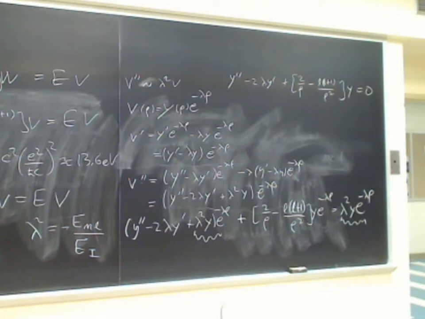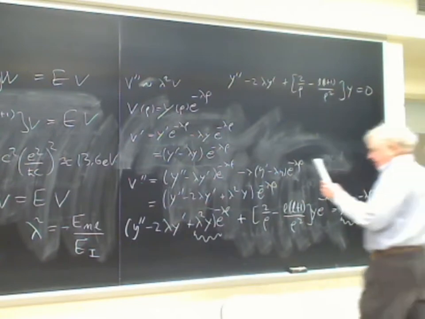Y is y_nl, and in fact, it's really just y_n. Well, it might be one for that, actually. E would be just E_n. Okay, so that's the expression.